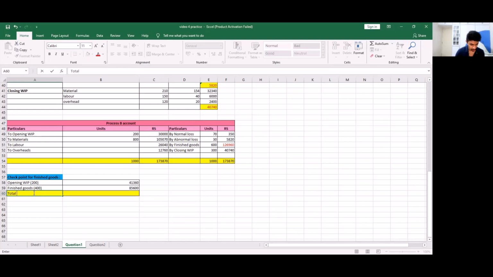Now, to find our total finished goods, we are going to add these two values. So this will be equal to the sum of these two values. So we get 1,26,960. And if you notice, this is the value that we got in our process account as a figure for our finished goods. And if these two values match, it means our question is right. So our total finished goods is 600.